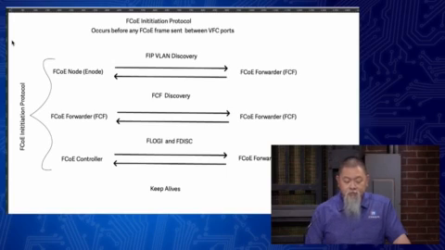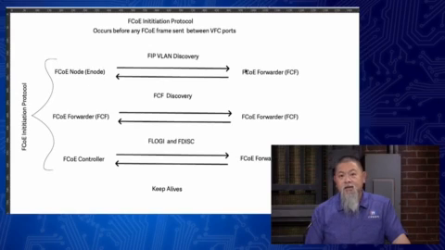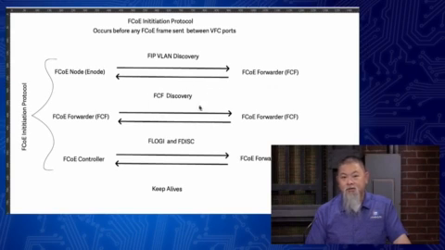Okay, so at the beginning here, this is between what we call a fiber channel node, sometimes also known as an E node, and a fiber channel forwarder. This is a switch that also allows for the communication of fiber channel over Ethernet to happen through it. Okay, but there's also another discovery that happens between fiber channel over Ethernet forwarders. So you're also discovering those capabilities too.